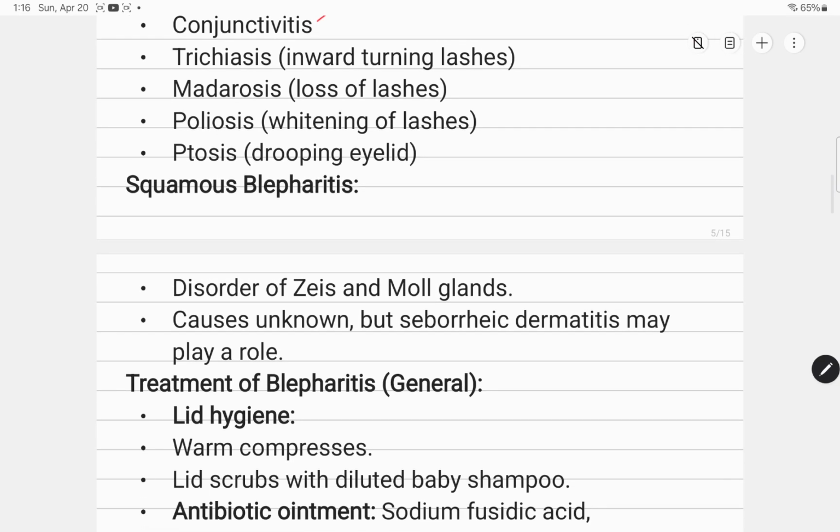Then we will move towards the second type of anterior blepharitis. The first one was ulcerative and the other is squamous blepharitis. So it is also anterior, so the disorder occurs in this case also with the glands of Zeis and Moll. The cause is unknown, but seborrheic dermatitis also plays an important role in squamous blepharitis.